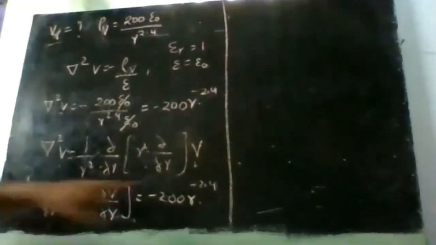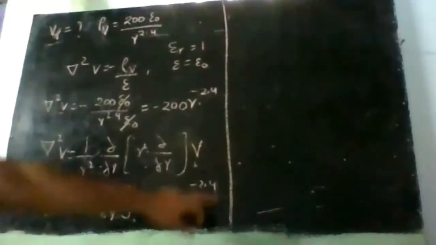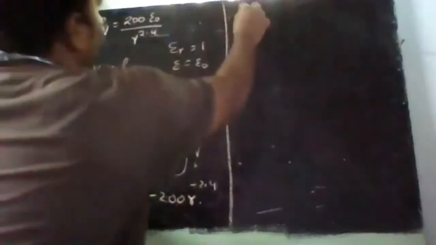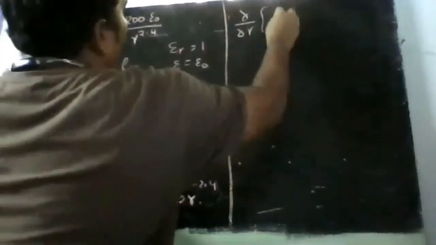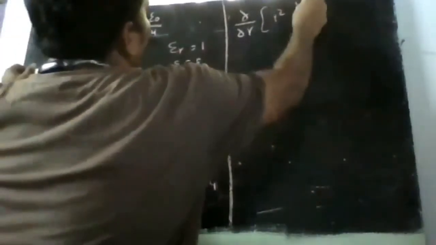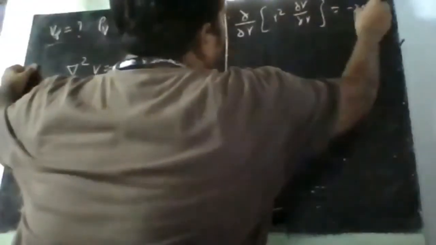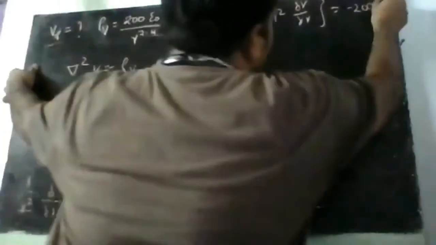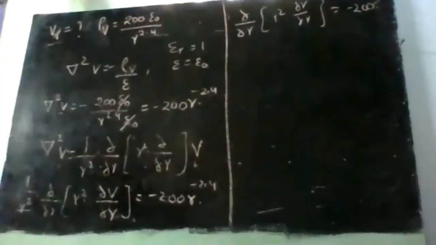Now sending this r square to the other side, r power 2 minus 2.4 is r power minus 0.4. So dou by dou r of r square into dou V by dou r is equal to minus 200 into r power 2 minus 2.4, which is nothing but r power minus 0.4. Correct.